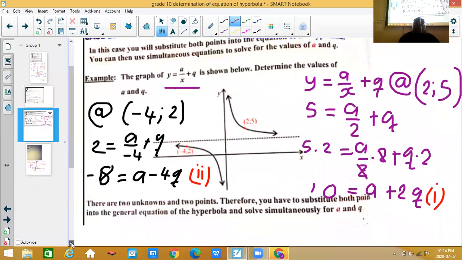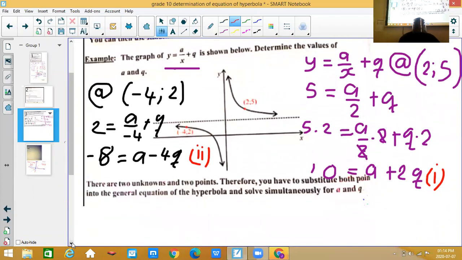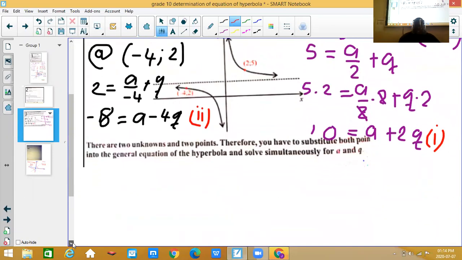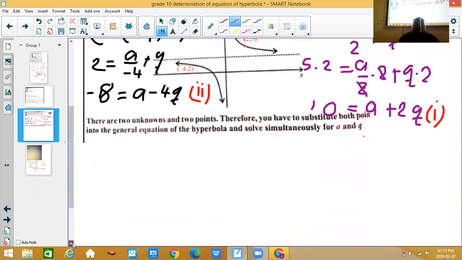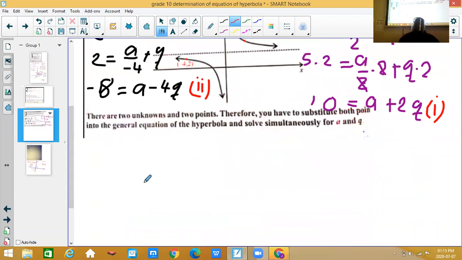Take note of the way we try to solve simultaneous equations. In our case here, what method do you want to use? Elimination or substitution? Which one do you want to use? Substitution. If you decide to use substitution, you need to make a certain letter the subject of the formula. Which letter do you want to make the subject, in which equation? In equation 1 here, right?